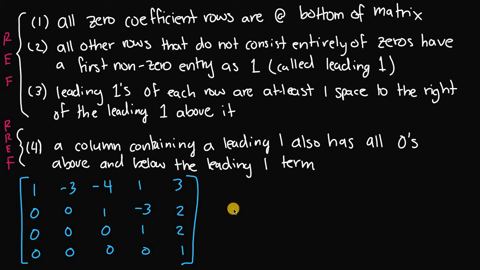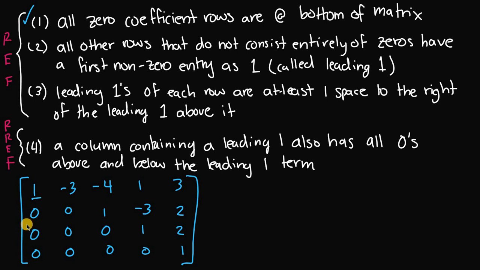echelon form, or neither. So we don't have any rows consisting entirely of zeros, and if they were in existence, they would be at the bottom of the matrix, so rule number 1 is good. Rule number 2 states that all the other rows, which are all 4 rows in this matrix, that are not entirely zeros, have a first non-zero entry as 1. So the first non-zero element that we encounter going from left to right on each row should be a positive 1.